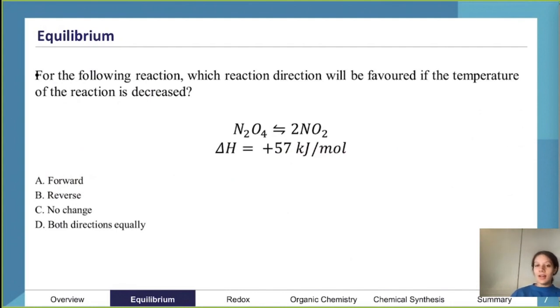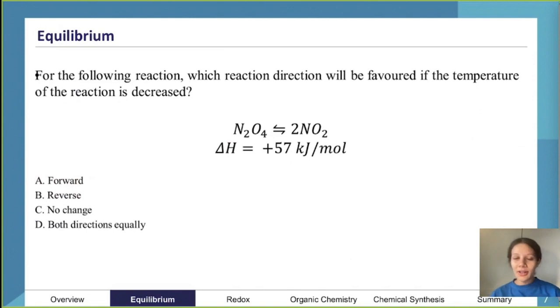Okay. So the next question: for the following reaction, which reaction direction will be favored if the temperature of the reaction is decreased? All right, so I also invite you guys to have a go at these questions. If you want, you can actually pause. If you're watching the recording back, you can pause the recording.